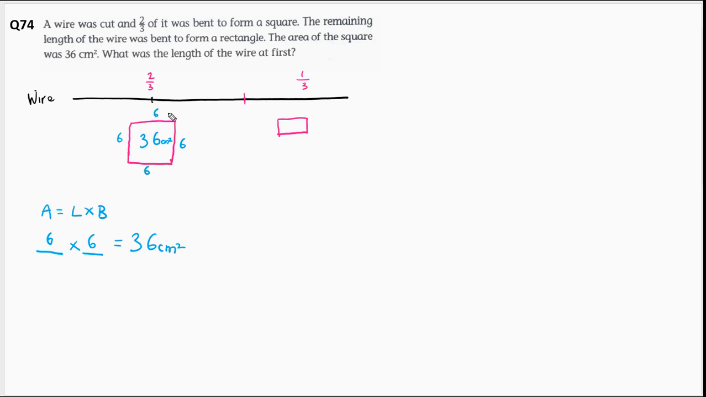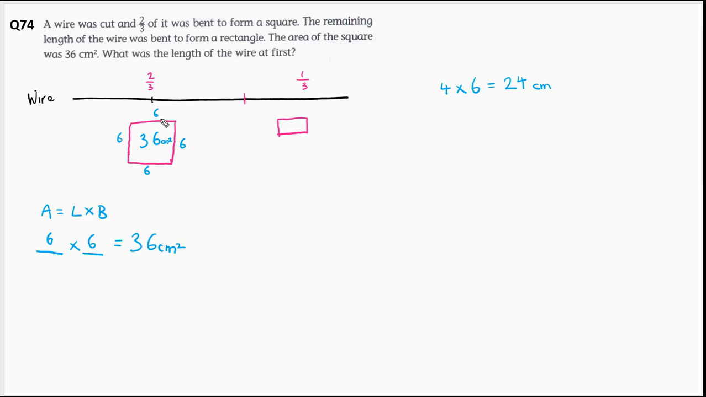Okay, so how does that help us? Well, remember we're trying to find out the length of this wire. 2/3 of the length of the wire was used to form the perimeter of this square. And we now know that that perimeter is 6 plus 6 plus 6 plus 6. Of course, that is the same as 4 times 6, and 4 times 6 is 24. And this is going to be 24 centimeters.